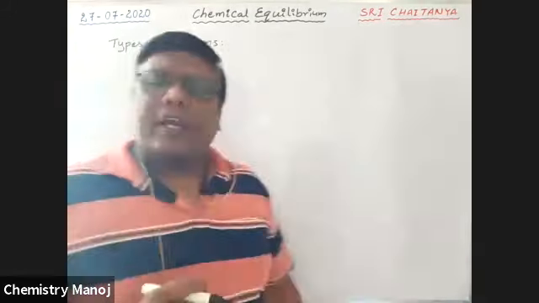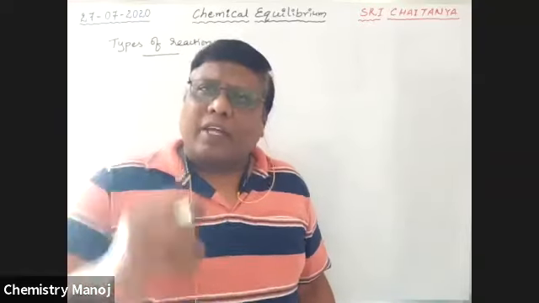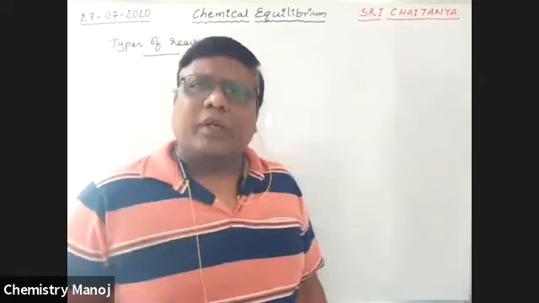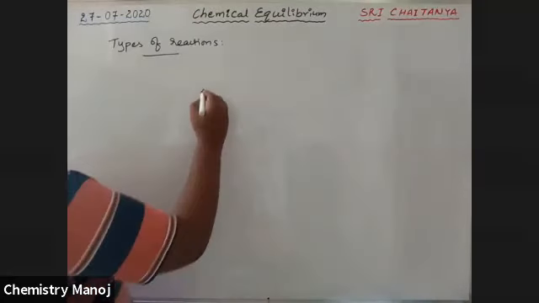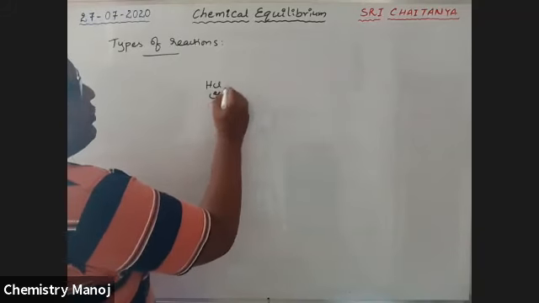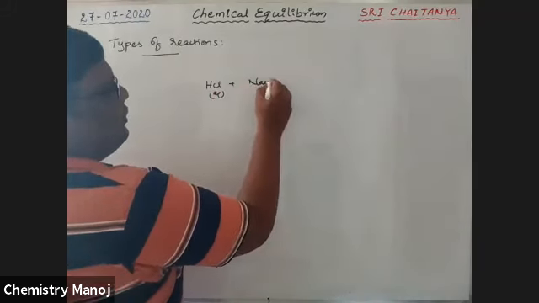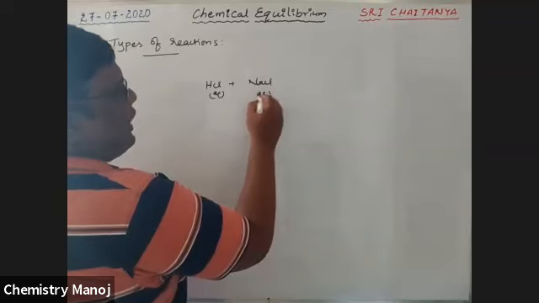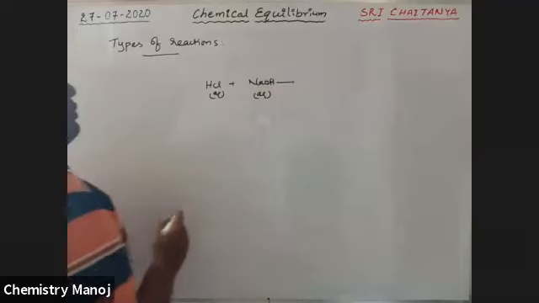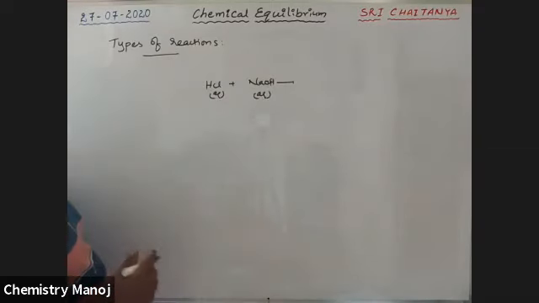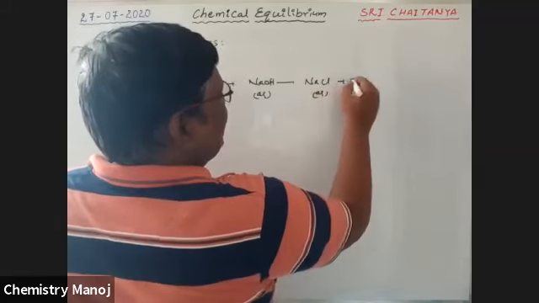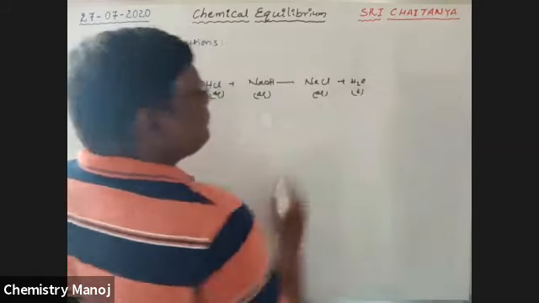What are these types of reactions? Our entire chemical reactions are broadly divided into 2 types. So for example, see here, HCl, it is an acid, aqueous, reacts with NaOH, the base, which is also aqueous, my dear boys. So HCl plus NaOH gives NaCl, aqueous, plus H2O, liquid.